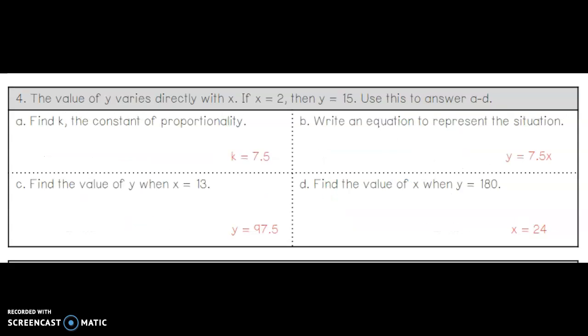Okay, so for question 4, it says the value of y varies directly with x. If x equals 2, then y equals 15.